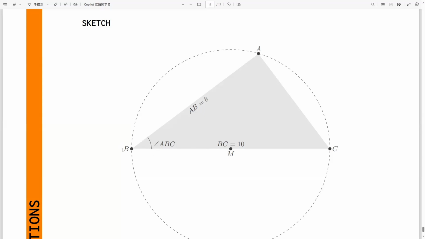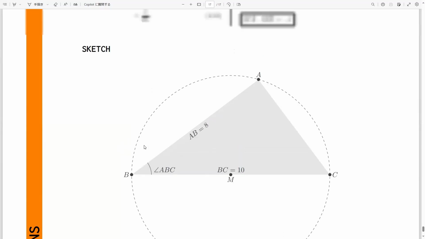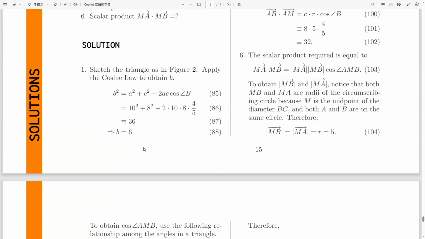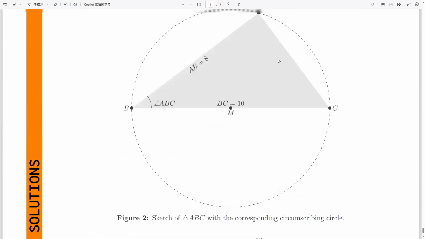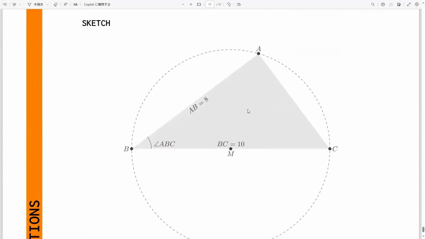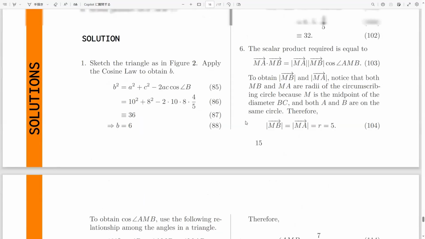And we already know the cosine of that included angle. It's already given. So we just need to plug in those values. This is how it's going to look. This is going to be the cosine law. And now we plug in the values that we just talked about earlier. We see that b squared is 36, and therefore b is 6. That is, this side here is 6. So we now have the answer to our first question.